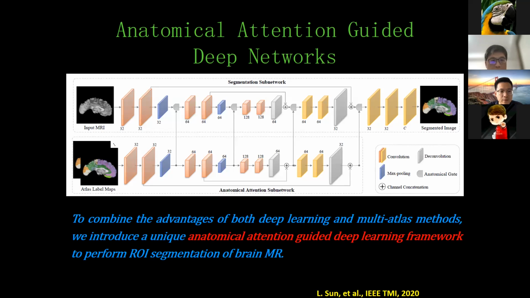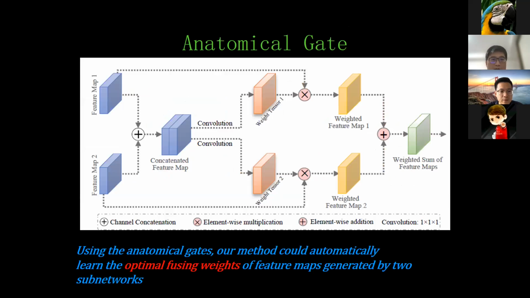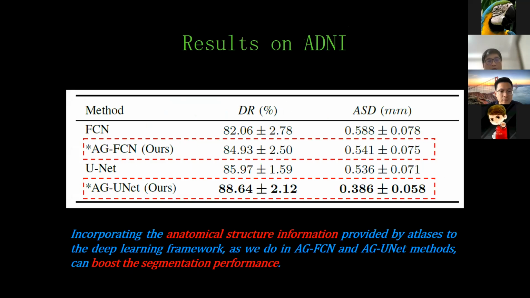So this is the detailed architecture for the anatomical gate. And also, we perform experiments on the identity data set. Here we use two baselines. One is the FC network, and another is the UNet network. Both are widely used in the medical image segmentation fields. And AGFC and AGUNet are our proposed methods.